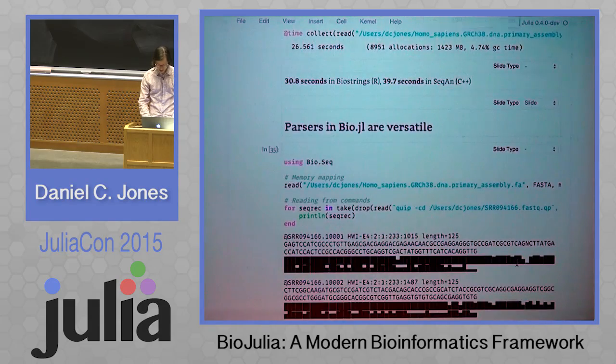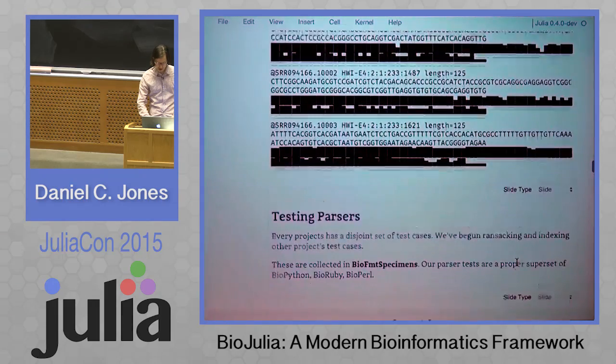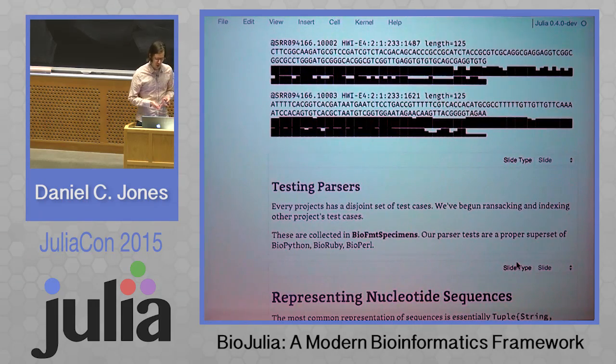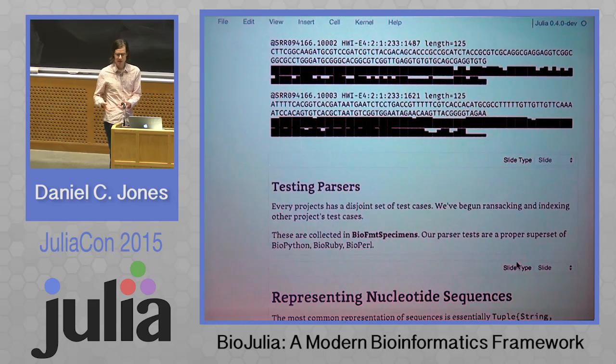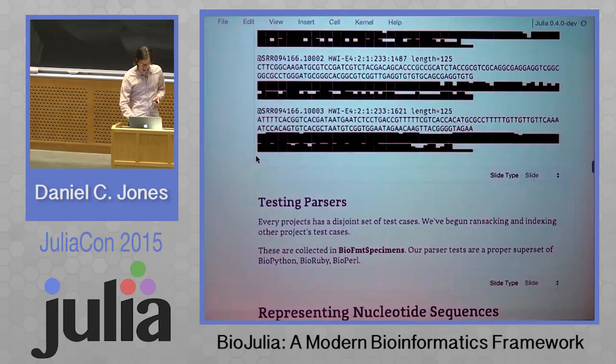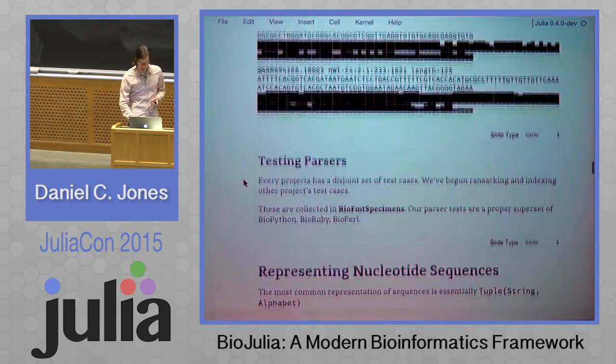It's also a challenge to verify the correctness of these parsers, since not everyone has the same idea of what the format is. So the approach we've taken is, you can either think of it as being very rigorous with testing or being very lazy with testing. When we were looking at other packages for what they test against, we realized that it's completely disjoint sets of test cases. So we made our own package called bioformat specimens, and we just started ransacking test cases from other projects. So our parsers are, by definition, tested on a proper superset of all the test cases in BioRuby, BioPython, and BioPerl, because we just took all their test cases and indexed them. So we have a few parsers written, and we're starting to write more.